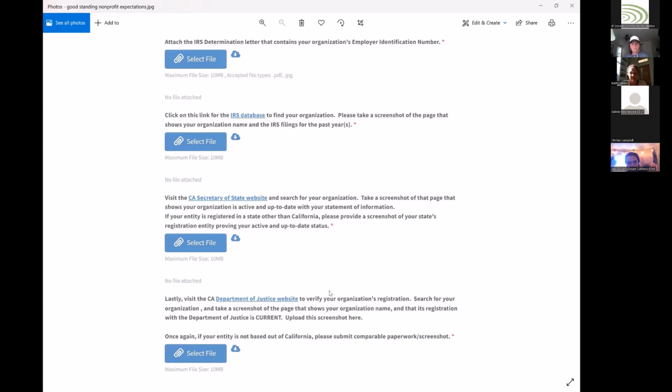And lastly, the Department of Justice website. The Attorney General requires charitable trust paperwork for every nonprofit every year. It's just a 1-page document. I'm sure most of you are up to date because they usually send a bright yellow or green paper every year to make sure that you've done your charitable trust paperwork. But we want a screenshot that shows your organization name and that your stuff with them is current. And you'll be putting that into this file. This will be for all grant applications, including the capacity building grant.